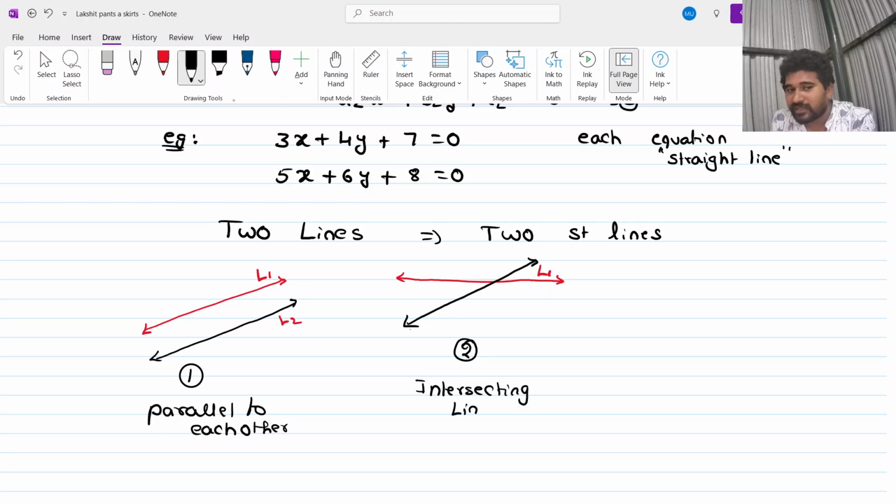Intersecting lines. Is that clear for everybody? Now, what is the another possibility?